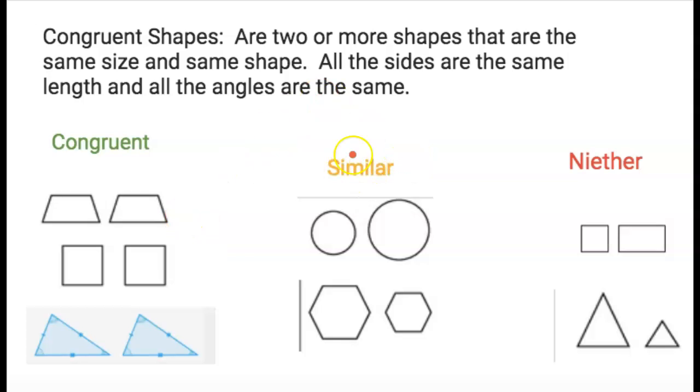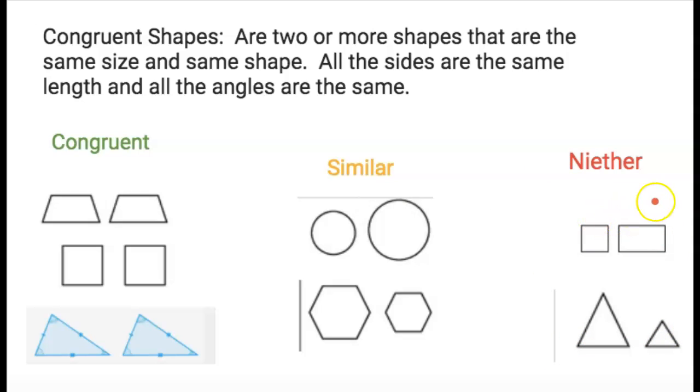Now if you go over here, you have the words similar. So similar is they look the same, but they're not exactly the same. So in this instance, they're both circles, but they're different sizes. Okay? For them to be congruent, both circles would have to be the exact same size. Over here, we have hexagons, and they're the same shape, and they have the same angles, but they're not the same size. Okay? Now over here, we have shapes that are not similar, and they are not congruent.